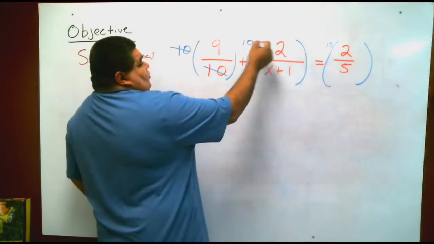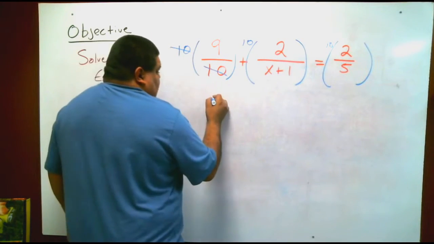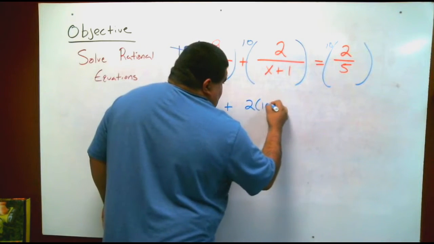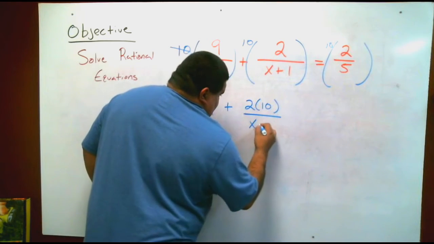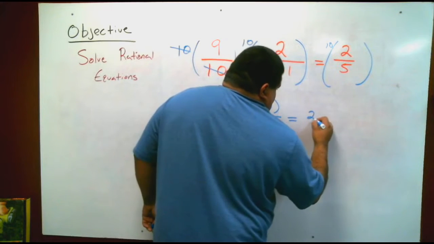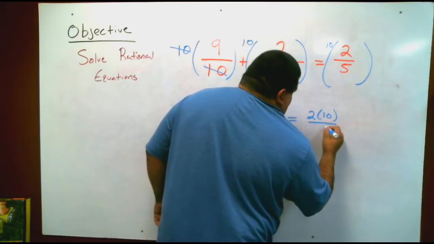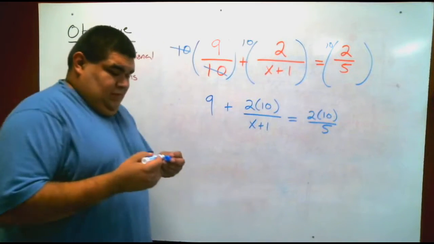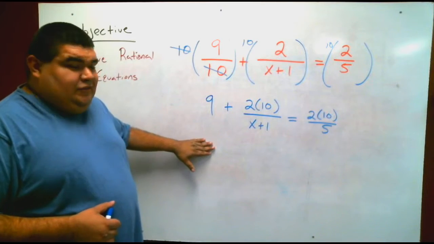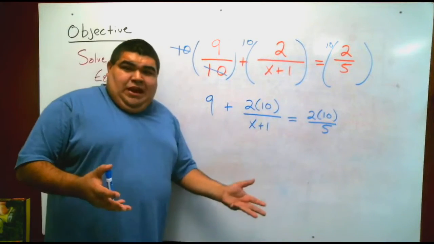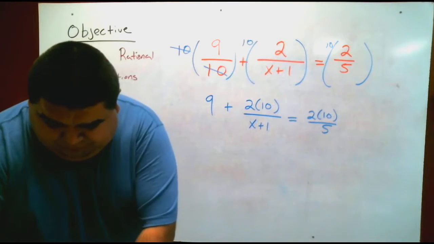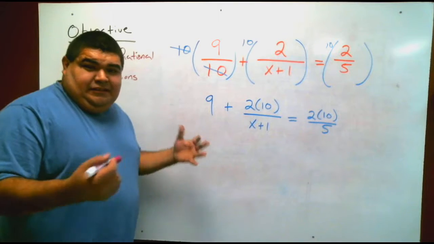So we look at it as 9 plus 2 times 10 over x plus 1 equals 2 times 10 over 5. Notice I only did the tops. These ones cancel out, so it's just 9. Now we're going to actually solve for it. For the first piece, since 9 is just 9, it stays the same.